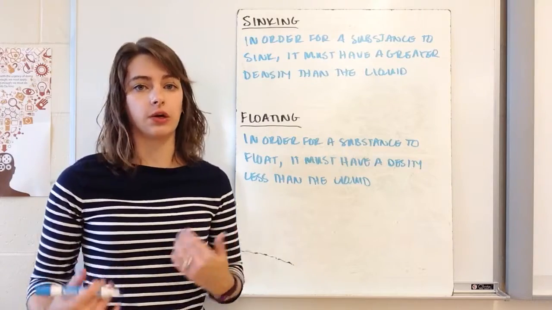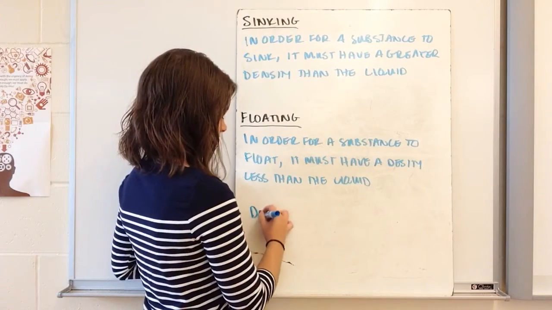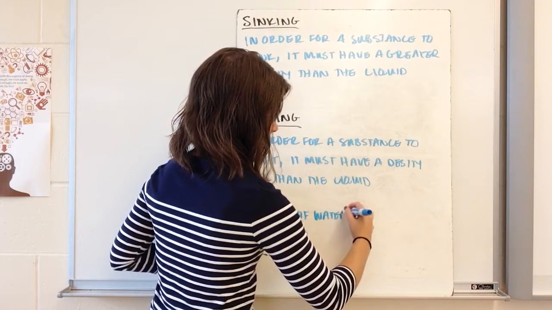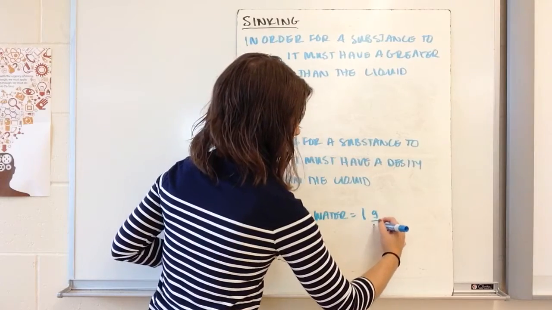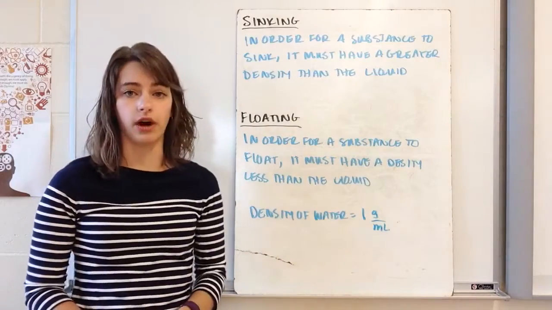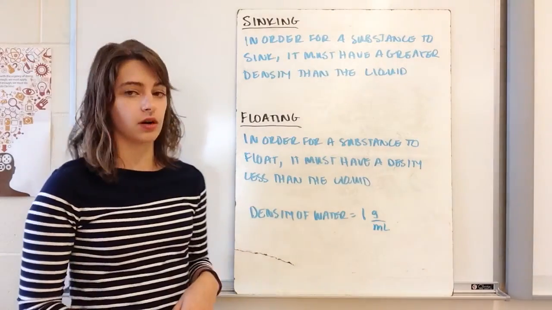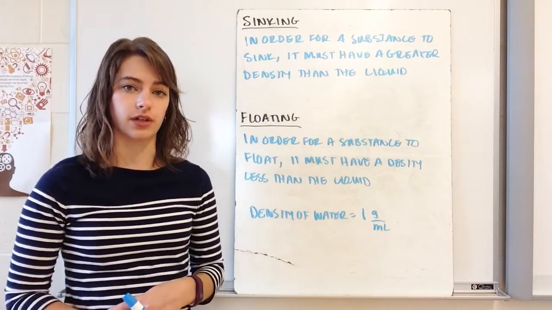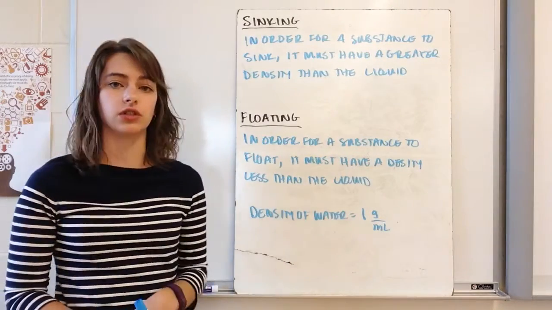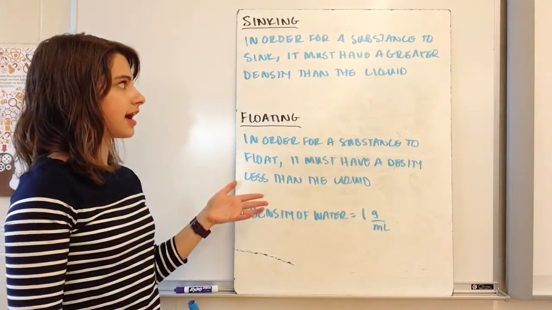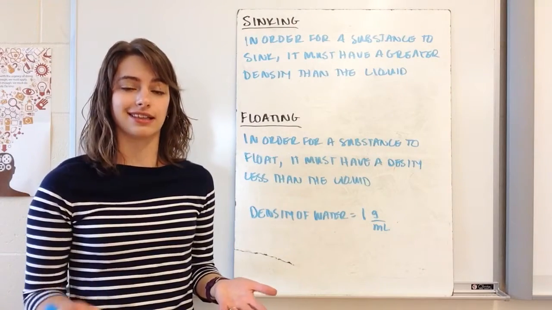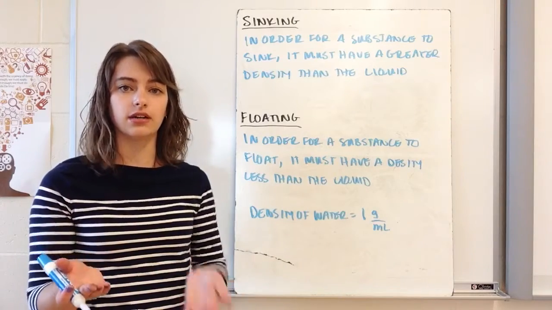Density of water is 1 gram per milliliter. So if we want something to sink in water, it must have a density greater than 1 gram per milliliter. If we want something to float in water, it must have a density less than 1 gram per milliliter. Like I said, water won't always be the liquid, but it is often enough and it's useful to know the density of water. So if you're trying to decide if something's going to sink or float, you need to compare the two densities. Whichever density is less is going to be on the top. Whatever density is greater is going to be on the bottom.